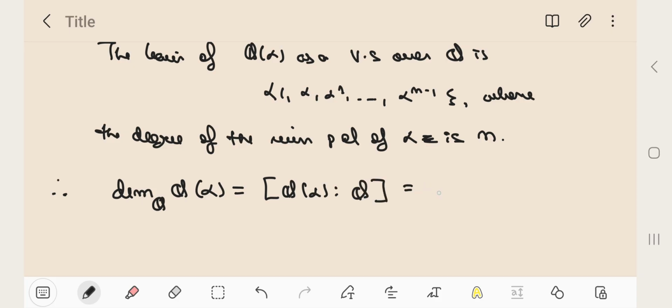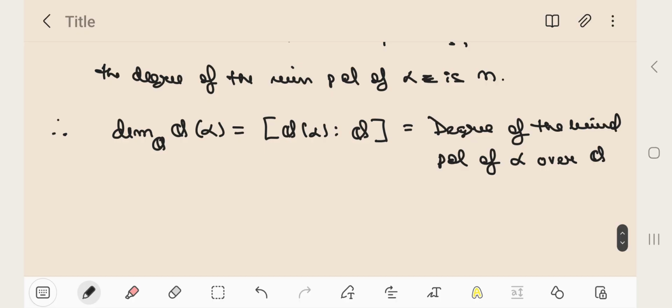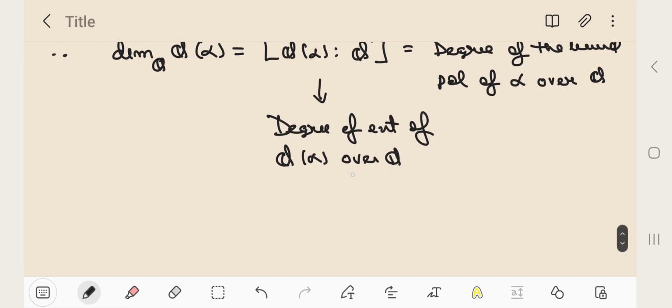So the dimension of Q(alpha) as a vector space over Q, which is also written as [Q(alpha):Q], is exactly equal to the degree of the minimal polynomial of alpha over Q. Okay. And this is called the degree of extension. The degree of extension of Q(alpha) over Q, or it's often directly said to be just the degree of alpha over Q. Clear?